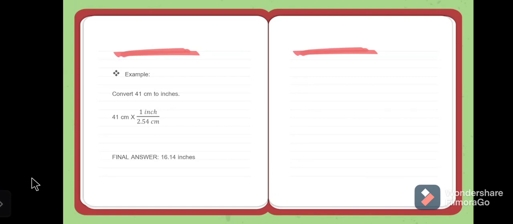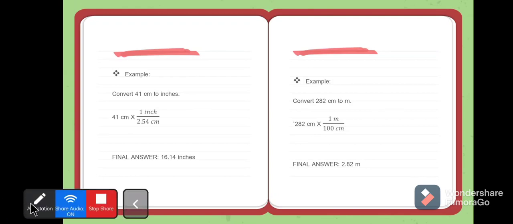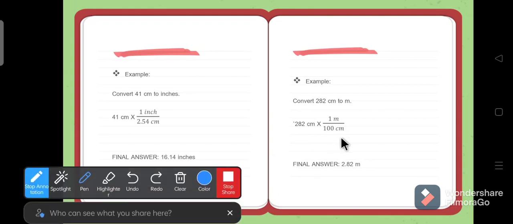We have another example. Convert 282 cm to meters. We can write it as 282 cm times 1 meter over 100 cm. We can also cancel out the cm. And the final answer for 282 cm times 1 meter divided by 100 cm is 2.82 meters.